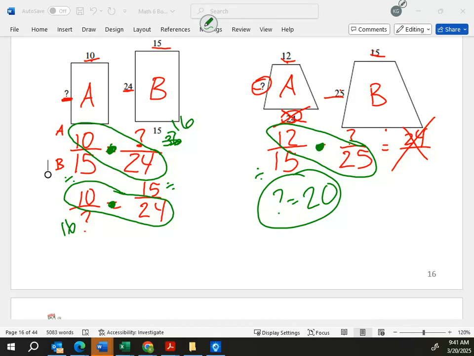So again, when we come to polygons that have extra side measures, cross off the ones that you are not using. Do not let it confuse you. You only have to match up 2 sets because we know they're similar. We don't have to find this measurement. We could find it, but we don't have to. So don't waste your time doing it.